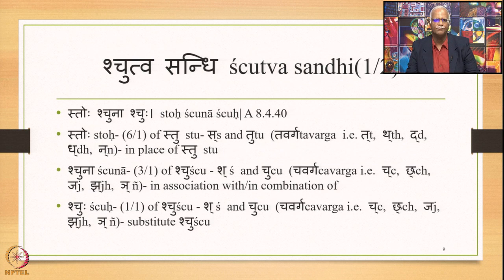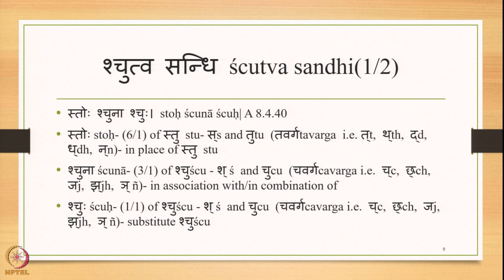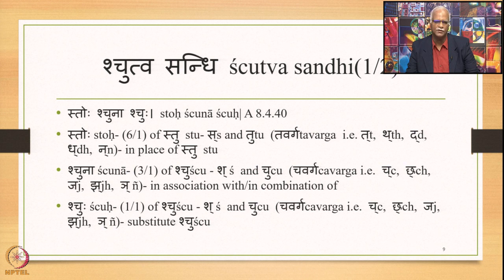Let us concentrate on the first one, which is ścutva sandhi. Ścutva sandhi is stated by the sutra stoḥ ścunā ścuḥ, 8.4.40. This sutra consists of three words, stoḥ, 6/1 of stu. Stu is composed of sa and tu, meaning tavarga, that is t, th, d, dh, and n. And so, stu means in place of stu.